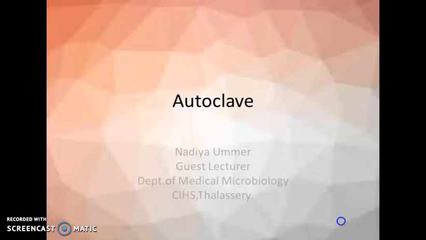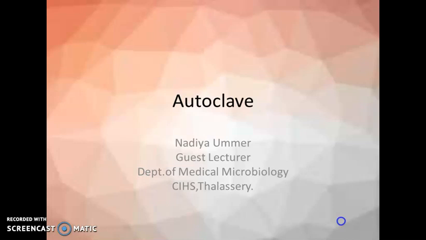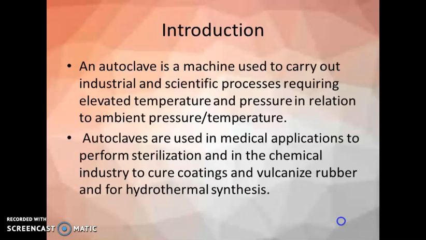Good afternoon all. Today in methodology and instrumentation we are going to discuss the autoclave, which is a common laboratory equipment used in our microbiology laboratory. Introduction. An autoclave is a machine used to carry out industrial and scientific processes requiring elevated temperature and pressure in relation to ambient pressure or temperature.